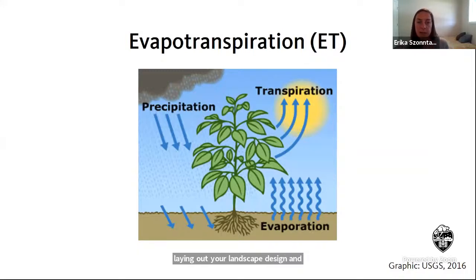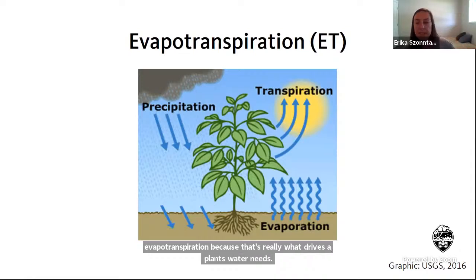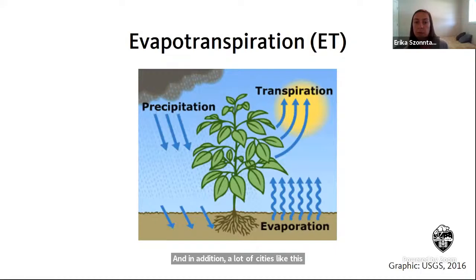And then I just want to talk a little bit about evapotranspiration, because that's really what drives a plant's water needs. In addition, a lot of cities, like the city of Medford, for example, will use evapotranspiration rates to come up with lawn watering schedules. So check in with your local city to see if they have something like this available for you to use. Basically, during the growing season, the city of Medford, for example, will look at evapotranspiration rates weekly and then use those to calculate for you how much water you should be putting on your lawn. So it makes it really easy.